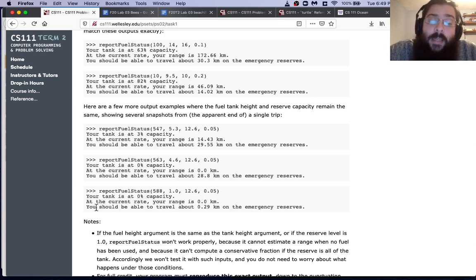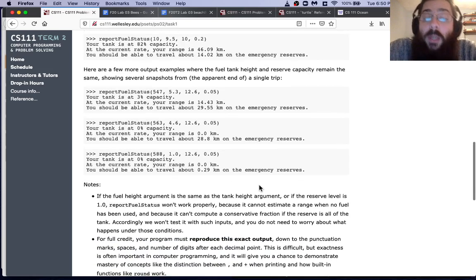And then the third line, you should be able to travel about 0.29 kilometers on the emergency reserves. Now, if the emergency reserves were full in this case, we're 1/20th of that 12.6 centimeter tank, it should be 29.55 kilometers that we can travel. But we've drained almost all of the emergency reserves. We're down to our last drops of fuel here. And so that last line of output should report the actual distance you can travel on the remaining emergency reserves if they've already started to be used up. If they haven't been used up yet, then you should report the distance estimate for the full amount of reserves.